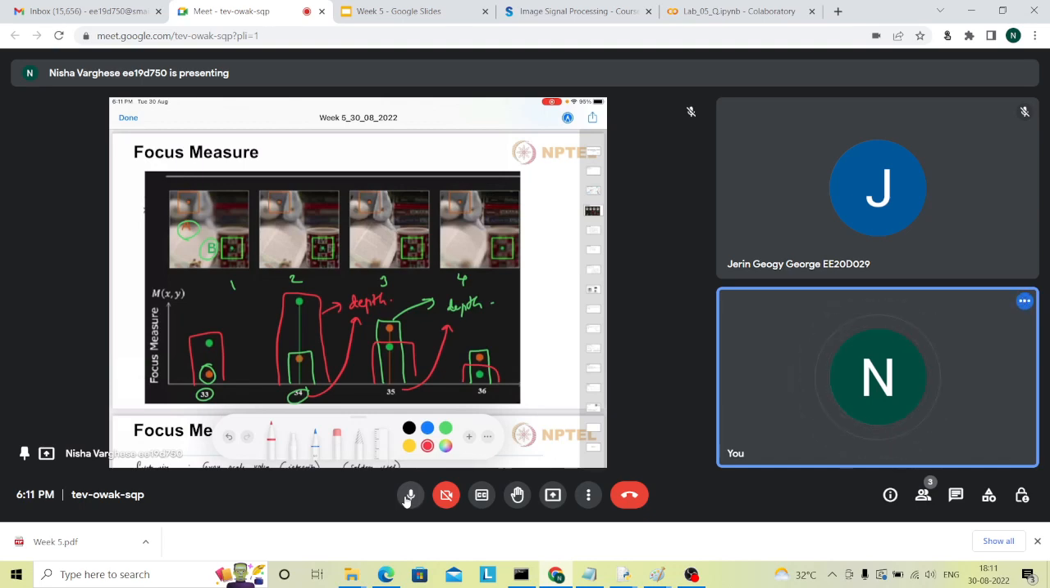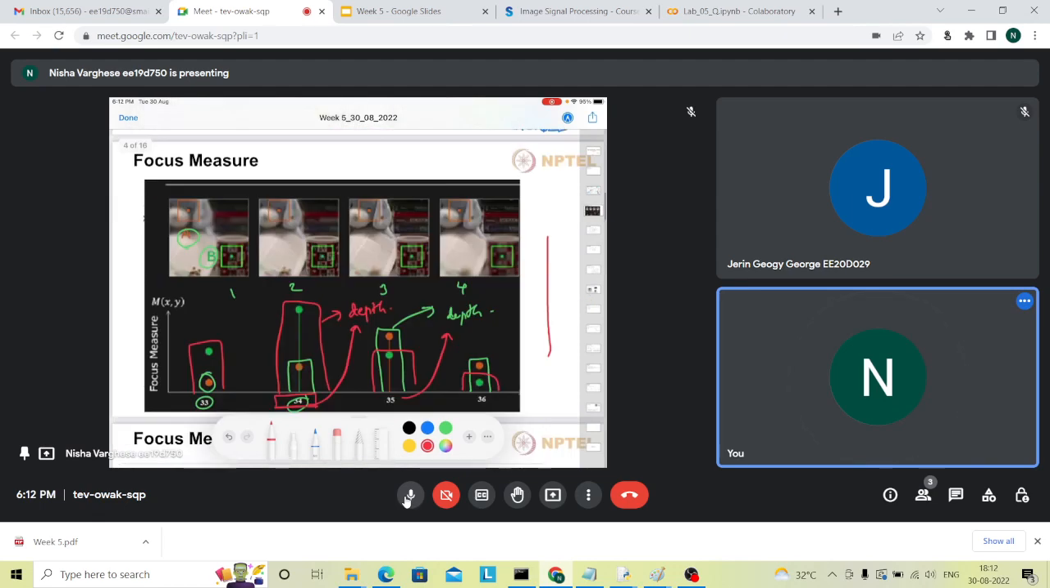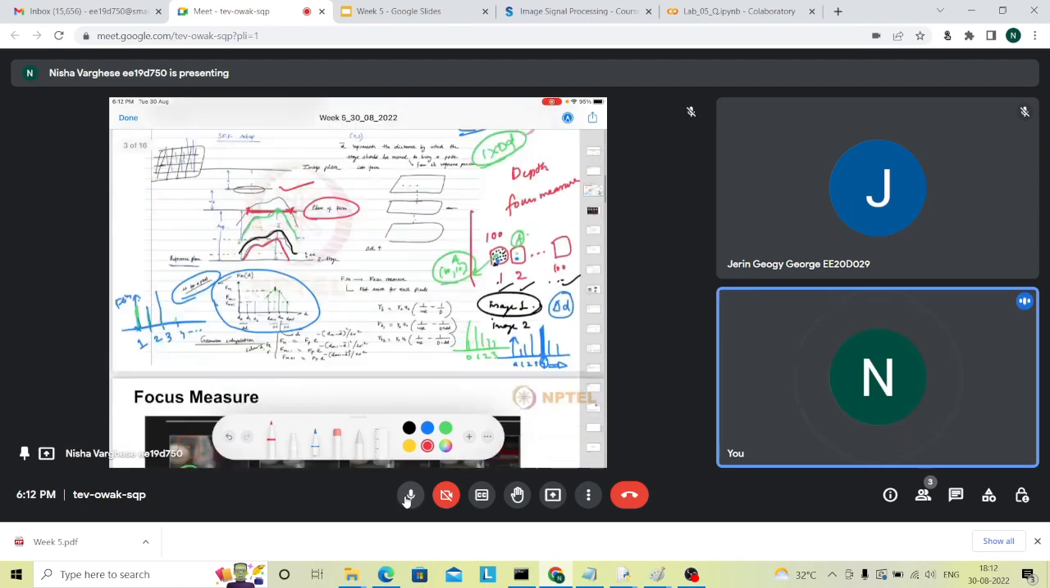the distance at which the maximum value of the focus measure occurs can be taken as the depth, or we can use Gaussian interpolation for finding the absolute value of the depth. That thing we can explain later.